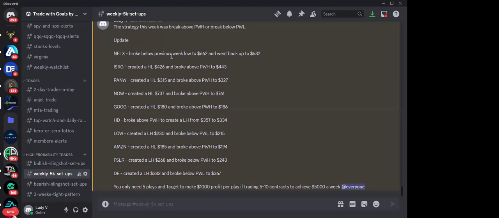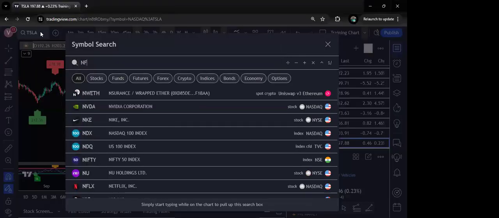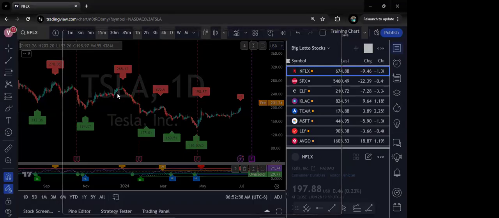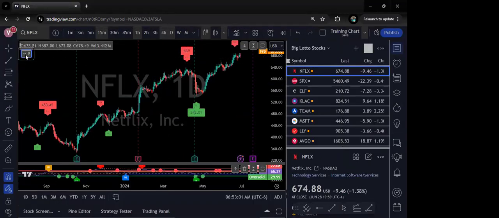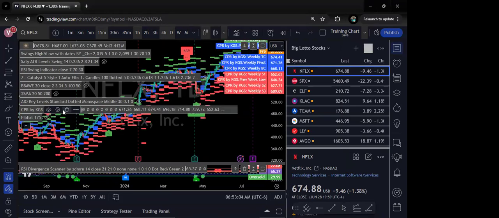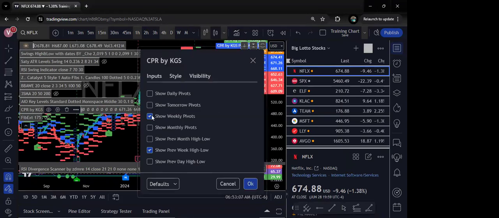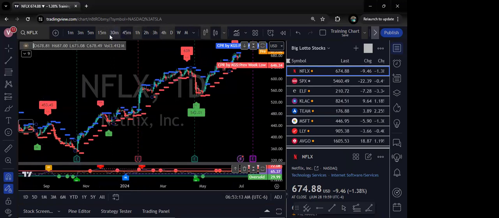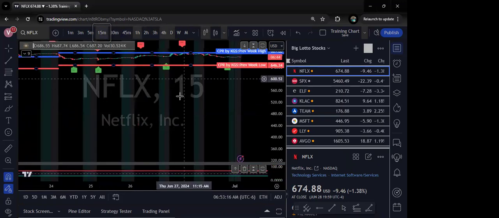If you look at an example, Netflix. These stocks, we're doing the same thing this week. We were using the CPR indicator, then weekly, previous week high. I'm just going to put the previous week high. You guys see what we were talking about.